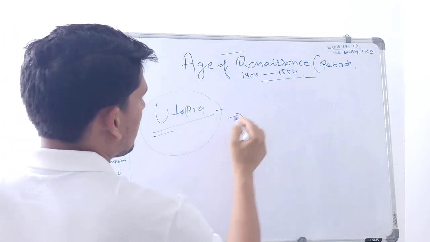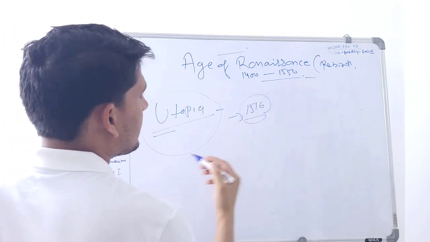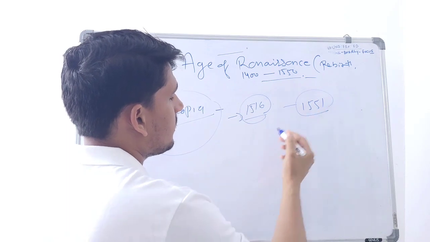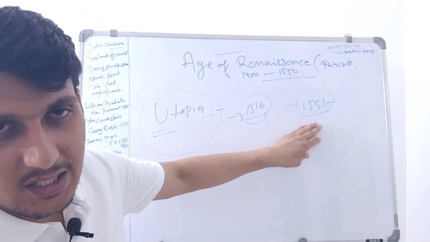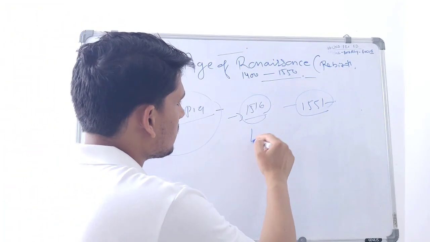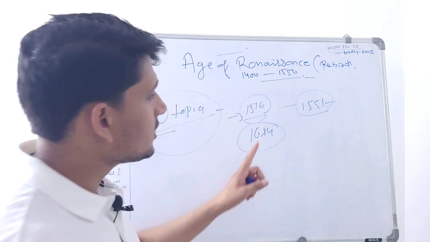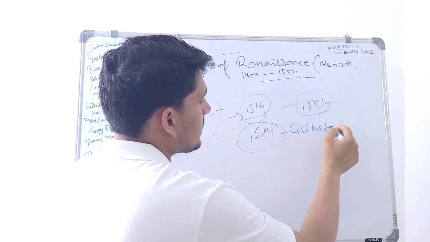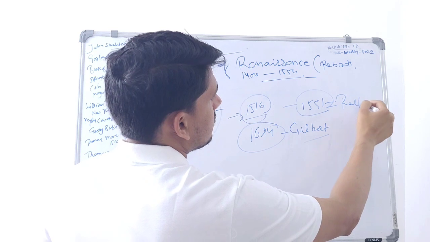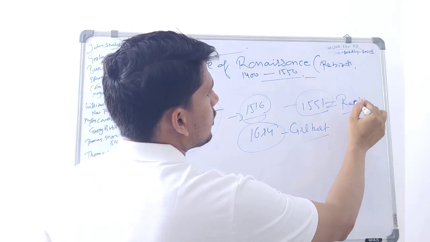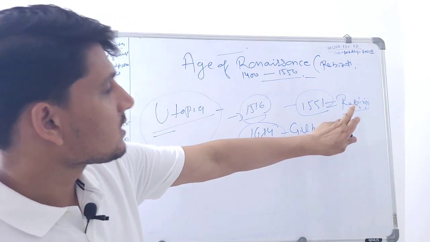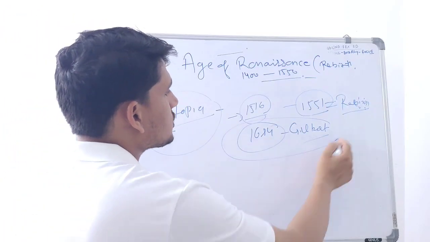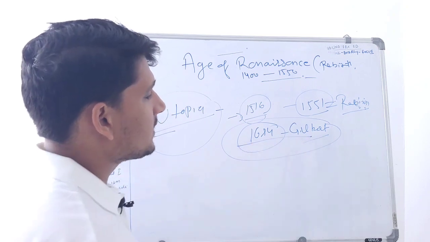And this book Utopia is written in Latin. In Latin it was published in 1516, and in English it was published in 1551, but this version of translation is not that authentic. Every scholar cites the version that was translated in 1684 by Gilbert. Gilbert is the translator. Here Ralph, Robin Ralphson, is the translator of the version that was translated in 1551. But every scholar cites the version published in 1684 by Gilbert.